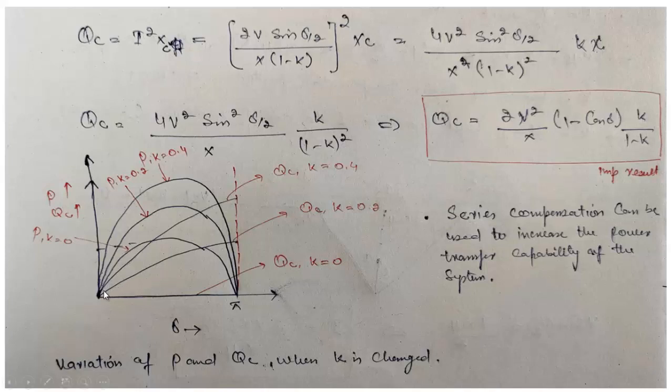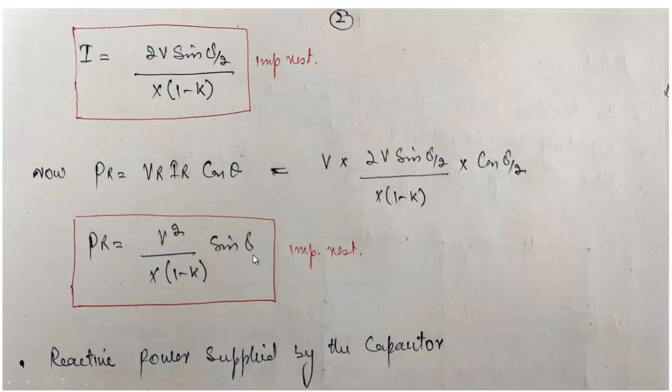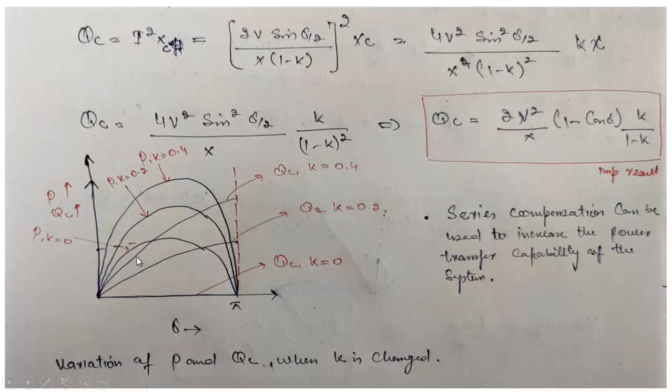So this curve is for P when k is equal to 0. This curve is P when k is 0.2, so P max will be equal to 1.125. This curve will be P when k is equal to 0.4, so it will be equal to 2.5 P max. So as we increase k, this also increases. The initial point and final point will be the same because it depends upon delta. When delta is equal to 0, this will be equal to 0. When delta is equal to pi, it will not be equal to 0.